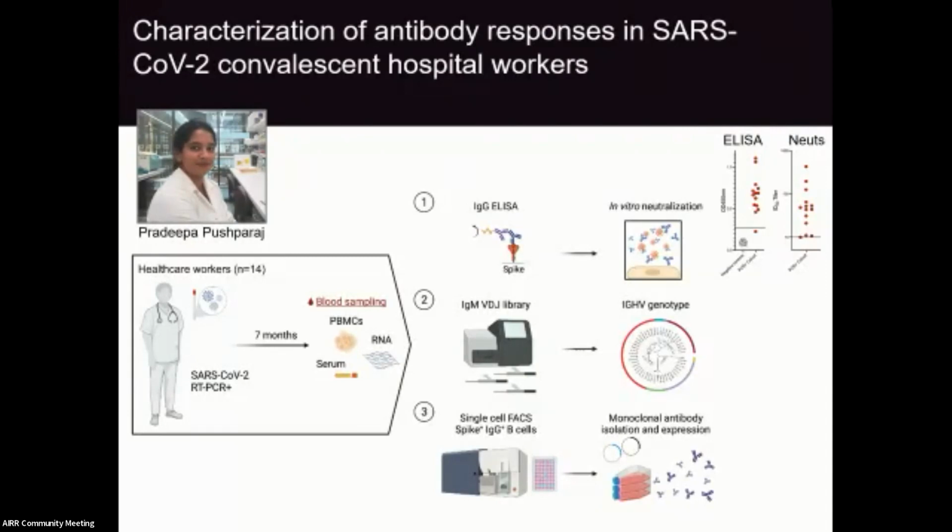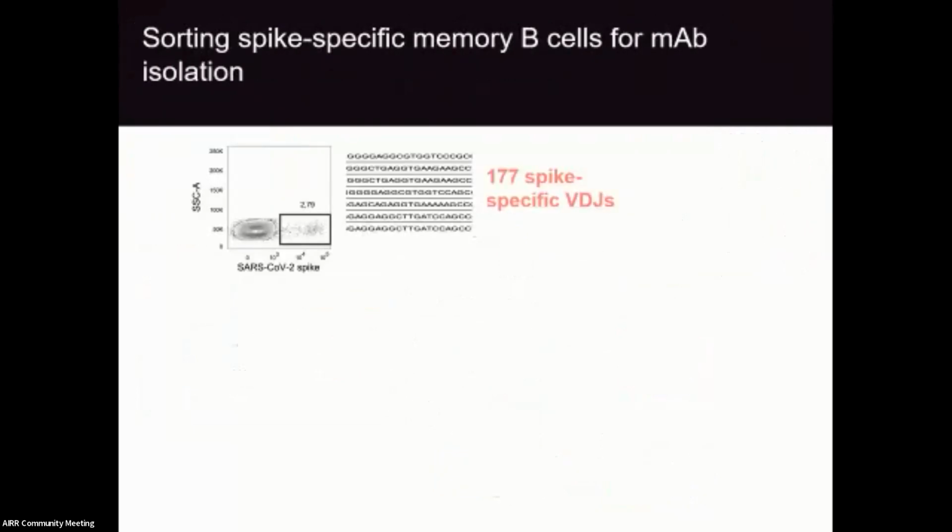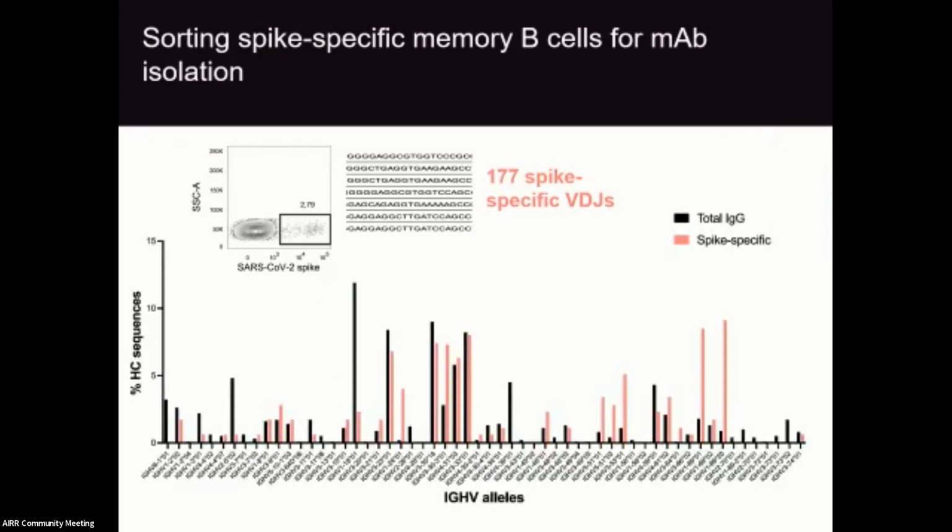And then what we also did was that we sampled memory B cells and single cell sorted them for antibody cloning, which we do using single cell RT-PCR from the sorted cells. What Prady did here was that you can see the gate here of spike-specific memory B cells, and she pulled out 177 spike-specific VDJs. This is the gene usage of these VDJs, compared to the person's total IgG repertoire at the same time point. So this gives you an impression of if there's a bias in gene usage against this antigen.